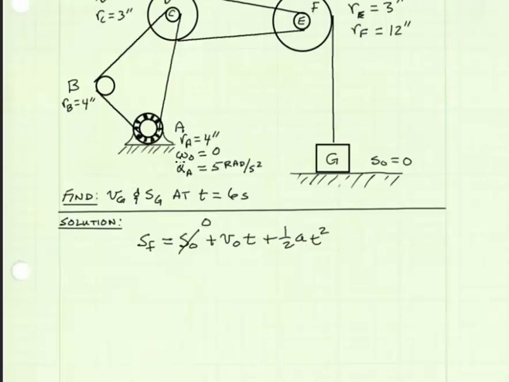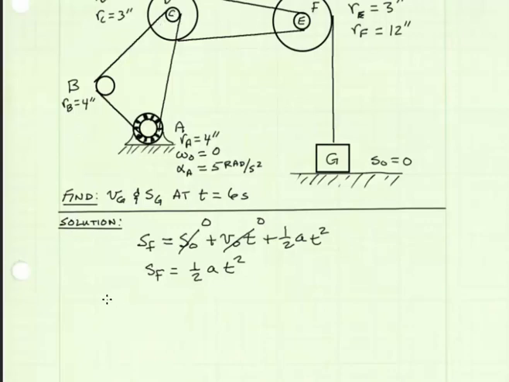Our initial velocity, since our initial angular velocity at A is 0, means the whole thing starts from rest. So my initial velocity is also 0. So my final position is going to be equal to 1/2 my tangential acceleration times the time squared. I know the time, I just need to find what my acceleration is at G. So now I'll need to work through this process of moving from one pulley to another. Because this is connected by a belt, the tangential acceleration at A will be the same tangential acceleration at C.